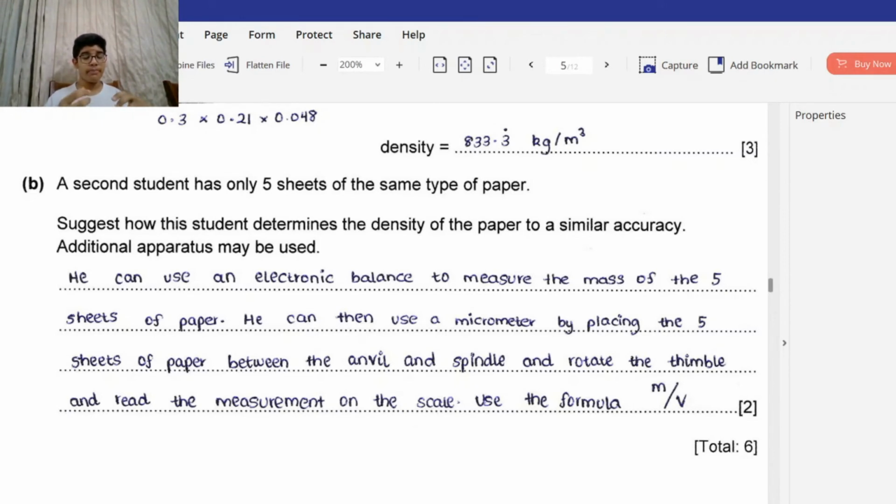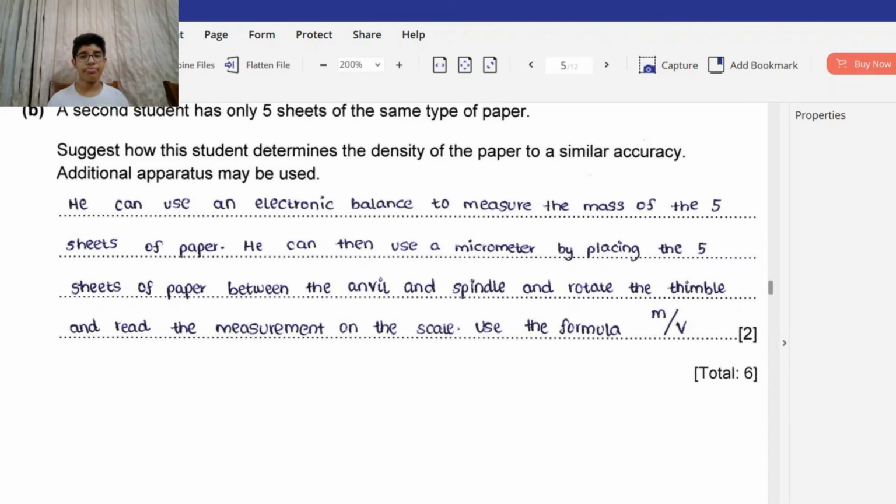We rotate the thimble until they touch and the paper is held firmly within. We take the reading on the datum line and note it down. Take that reading multiplied by the area and we get the volume, and we take the mass that we found on the electronic balance divided by the volume and we get that the density is somewhat the same.